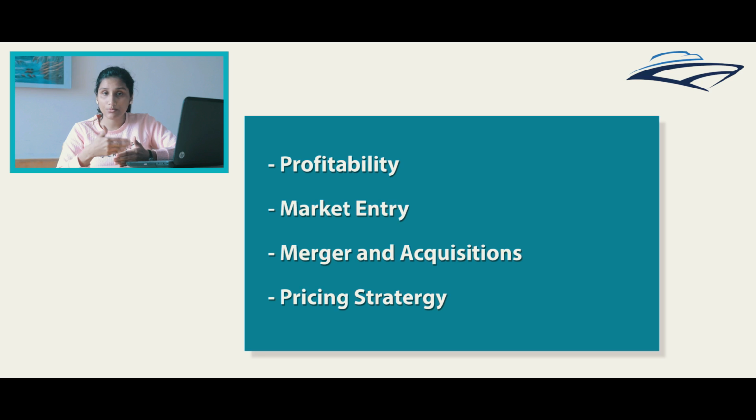Coming over to the second part of the problem, that is understanding the core. Over here, we structure the problem into a specific type of a case study. For example, if it is a profitability case study, or a marketing case study, a merger and acquisition, or some kind of a pricing strategy. Over here, we identify and then decide a framework that we need to operate in.